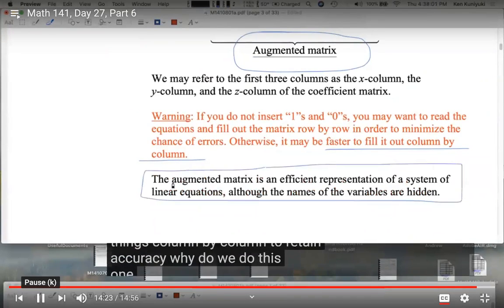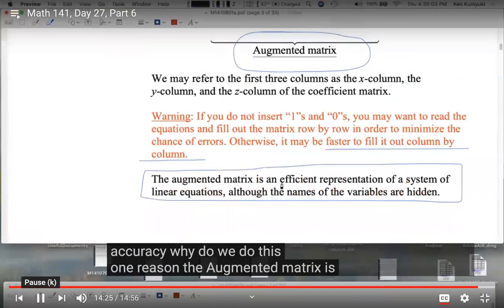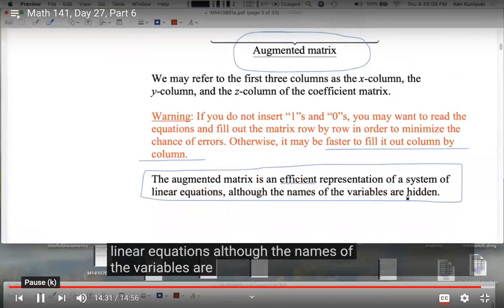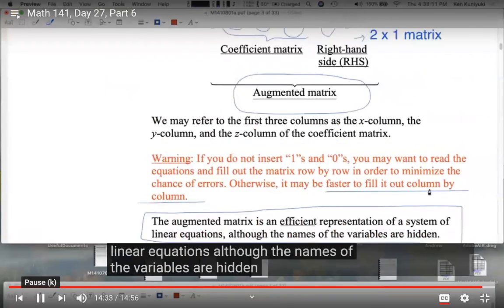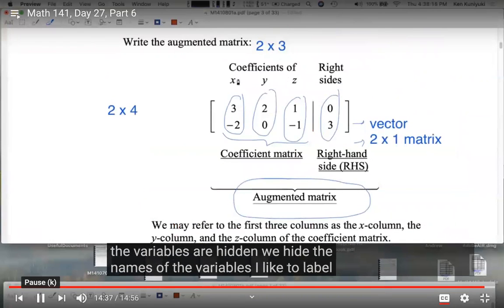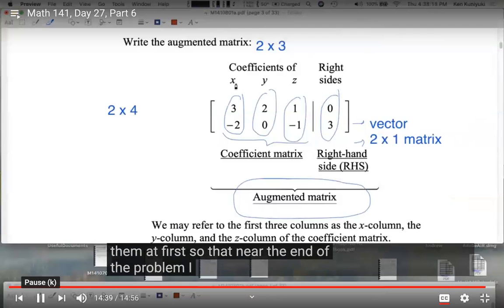Why do we do this? One reason, the augmented matrix is an efficient representation of a system of linear equations, although the names of the variables are hidden. We hide the names of the variables. I like to label them at first so that near the end of the problem, I can refer back to them.